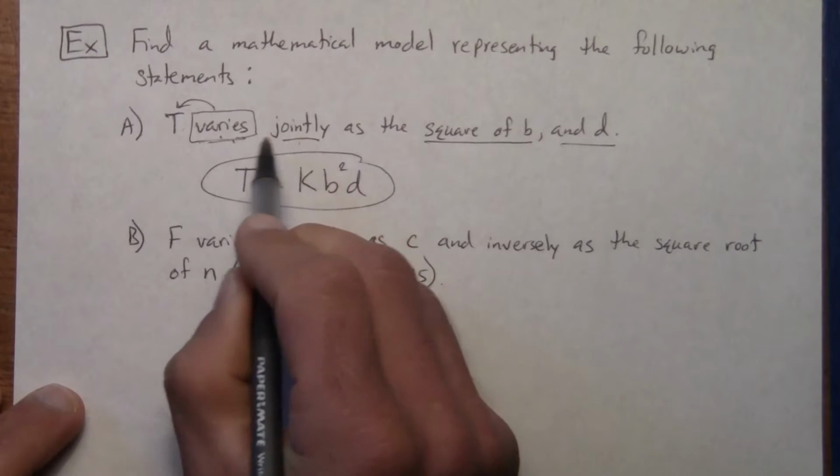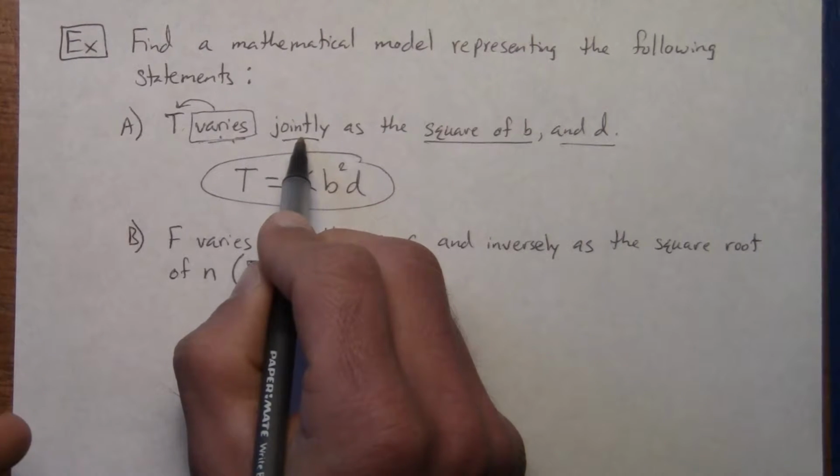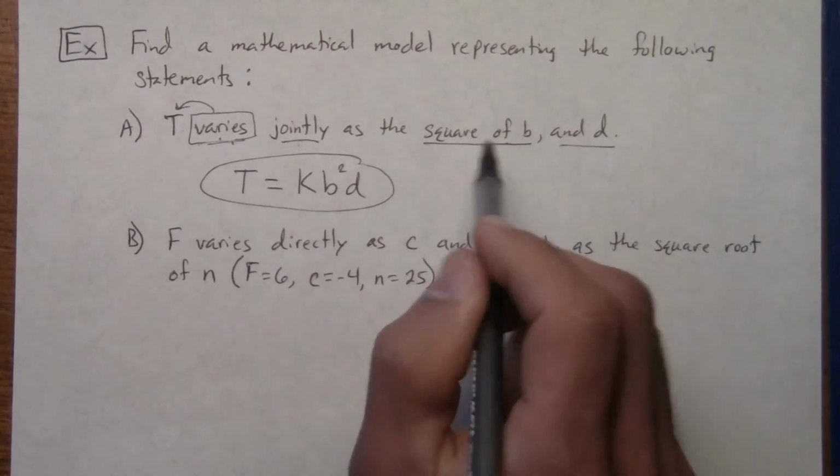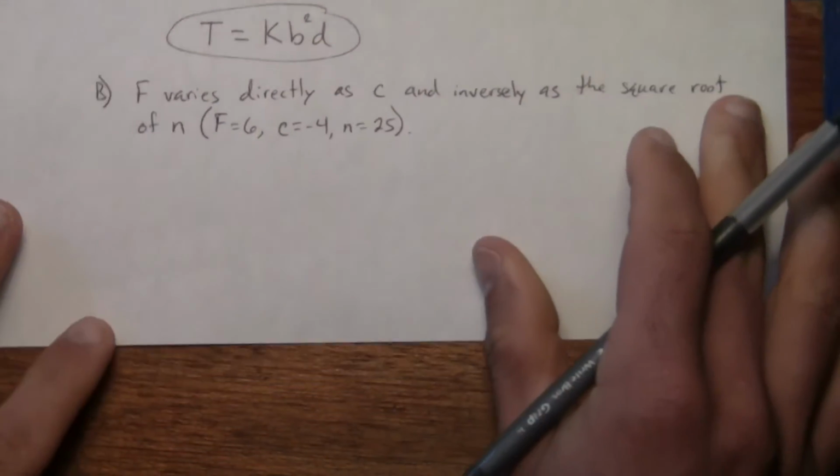Pay attention to that word. If that varies directly, that again means multiplying, but there would be just one thing, not two. If that was inversely, that means you would divide k by whatever they gave you. So on to the next one.